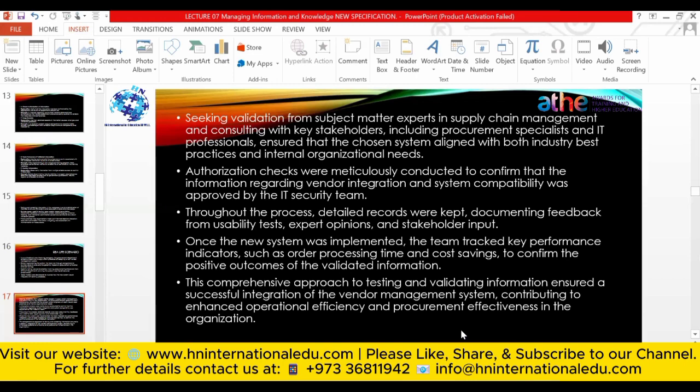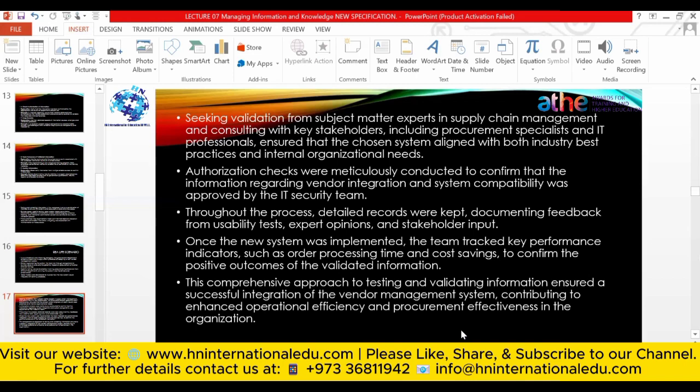Throughout the process, detailed records were kept, documenting the feedback from usability tests, expert opinions, and stakeholder input. Once the new system was implemented, the team tracked key performance indicators, KPIs. We just read about employee performance metrics. So they use the KPIs such as order processing time. These are the kinds of KPIs and cost savings to confirm the positive outcomes of the validated information.